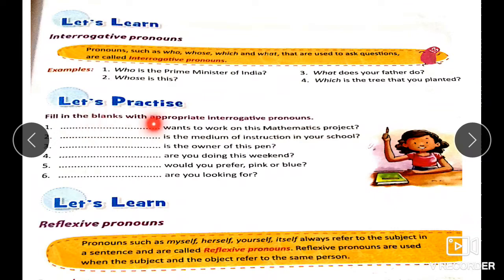You will be filling the blanks with appropriate interrogative pronouns here in this exercise. This will also be a homework for you.